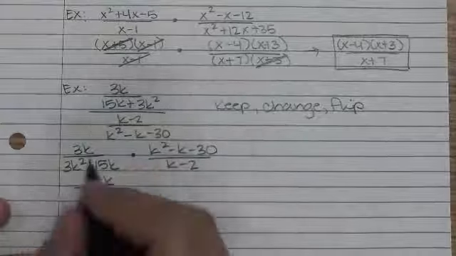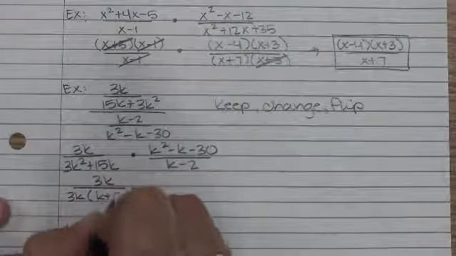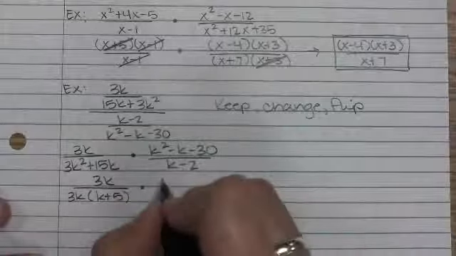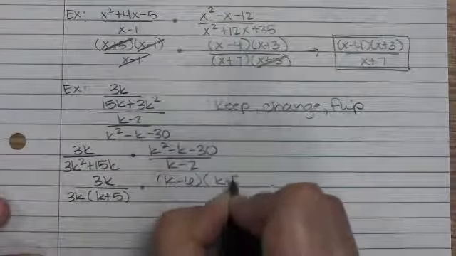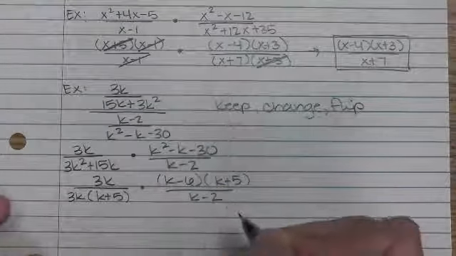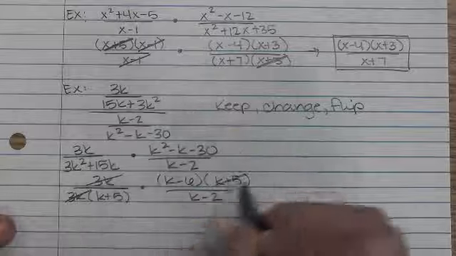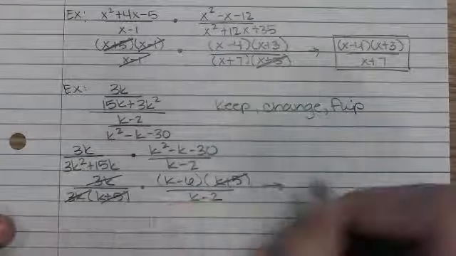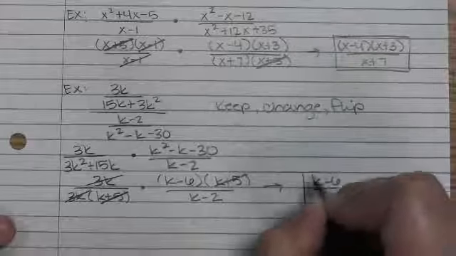The bottom has a GCF of 3k, and that leaves us with k plus 5, and then this would be k minus 6. k plus 5, and k minus 2 on the bottom. And so again, we can cancel things out, and this would simplify to k minus 6 over k minus 2.